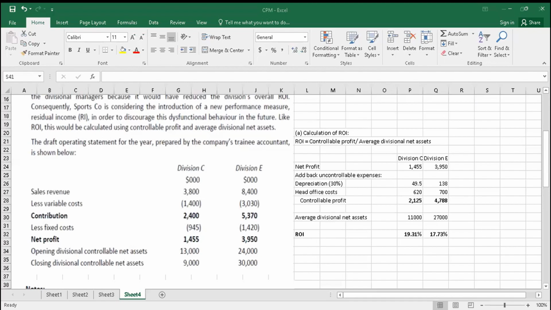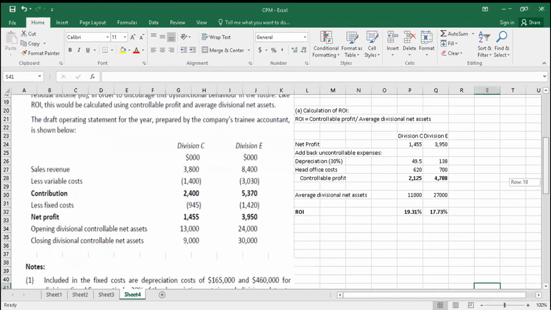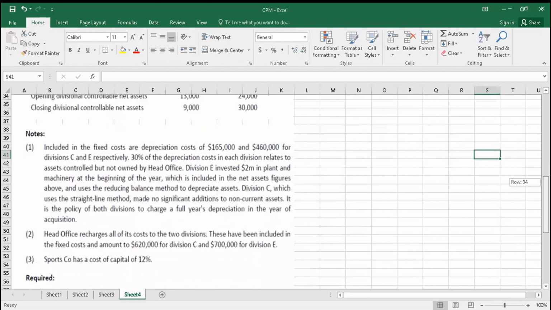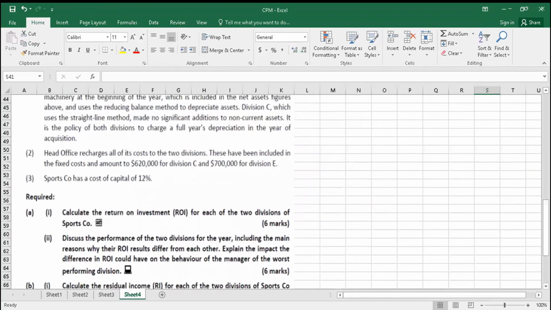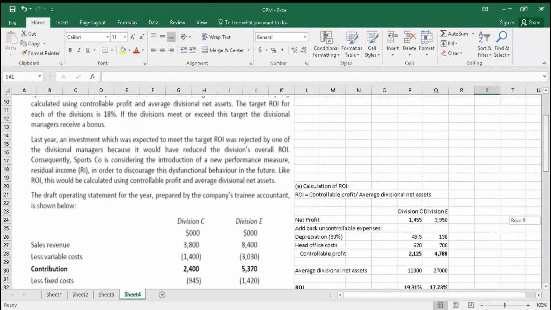Division C, ma'am. No, the question says that division C has 19%, division E has 17%. The question is, discuss the performance of the two divisions for the year, including the main reason why there is a difference in the answer. Why is it that one has 19% and the other has only 17%? The target ROI is 18, only 18, no? So something we have underlined also. What's the target ROI?